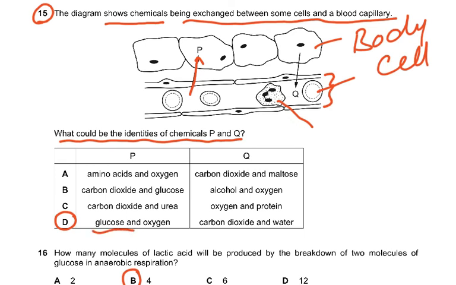Now P has to be glucose and oxygen. It can't be carbon dioxide. So glucose and oxygen. And what is Q? Q is the one which is in the other direction. From the cells, it is going into the blood. So that has to be carbon dioxide and water. That's it. Otherwise, all of the other stuff is incorrect. Carbon dioxide and maltose is wrong. Alcohol and oxygen is wrong. Oxygen and protein is wrong.